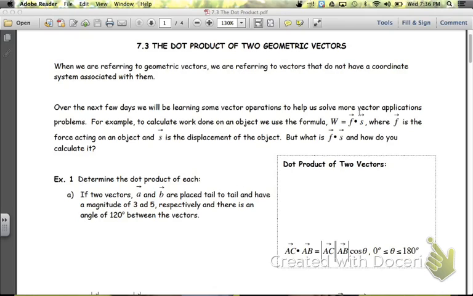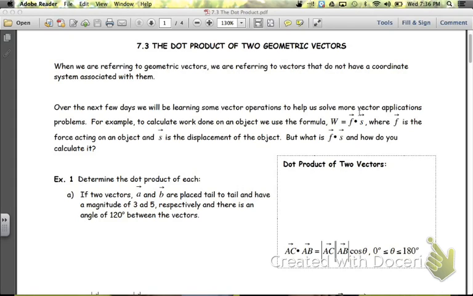Just for an example here, to calculate work done on an object, we're going to use the formula that work is equal to the force acting on an object, so our vector F, dot product with S, which is the displacement of the object. This is what we call our dot product. So what is our dot product?